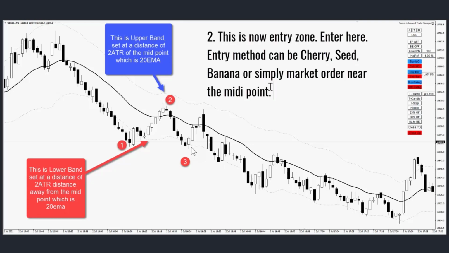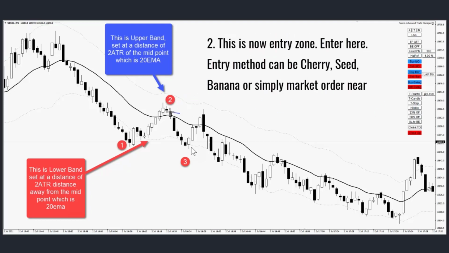At point 2, this is now your entry zone, because it has pulled back and come over here, but you can still see bullish candles and bullish candles. Only up to this candle here is when you see your first kind of a doji candle. I will show you how you can enter using different methods on this. But for now, we need to know that this is your point 1.